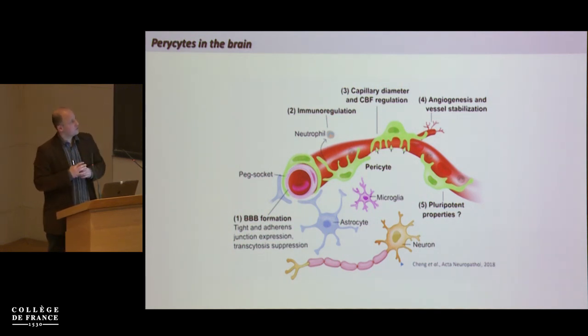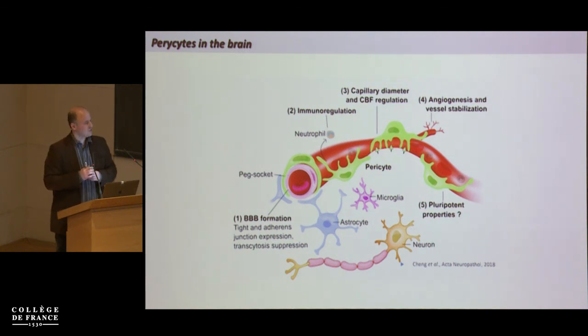So we have chosen to go down this road and try to understand how pericytes may affect both the reduced number of blood vessels, but also the potential permeability of the blood vessels.